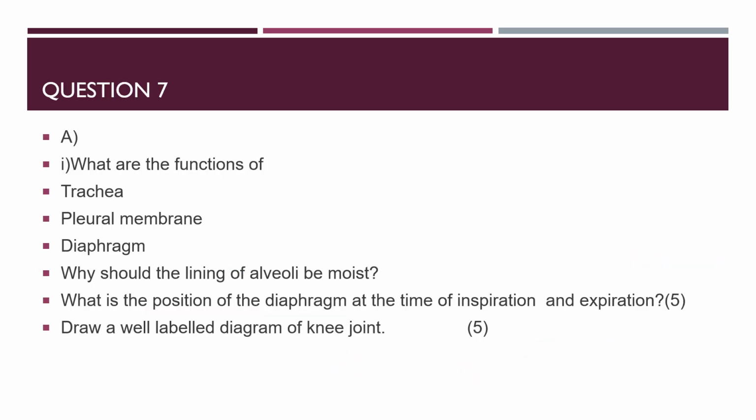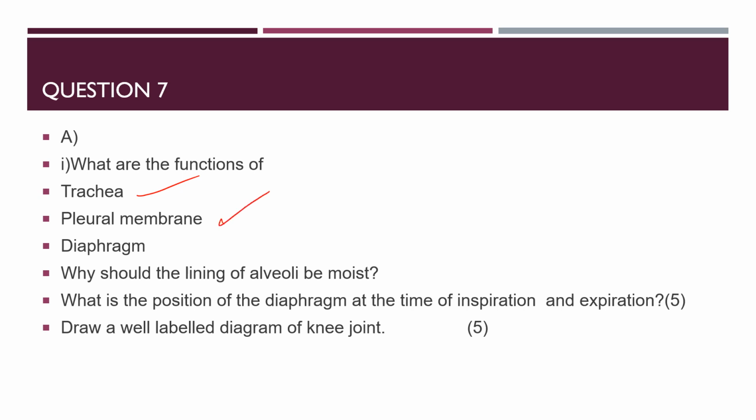Now here is the last part, that is question number 7. What are the functions of trachea? You know what is trachea? It is a long tube which is taking in the air and taking air out of the lungs. It is made up of ciliated epithelium, the inner wall of the trachea. It prevents the entry of dust particles. So whatever you all know about trachea, please write it down.